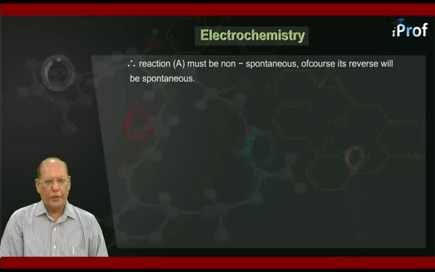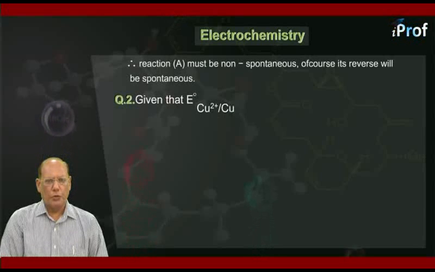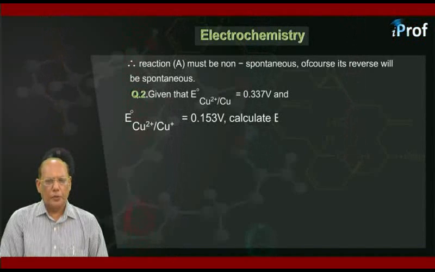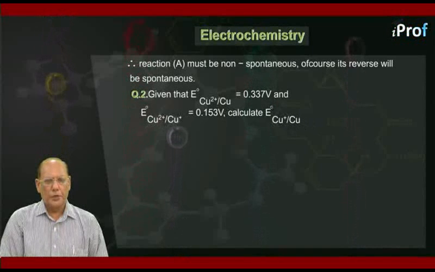Now, let us discuss the next question, that is question number 2. The question is, given that E0 Cu2+/Cu is equal to 0.337 volt and E0 Cu2+/Cu+ is equal to 0.153 volt. Calculate E0 Cu+/Cu. This is a representative question where we have to determine the SRP or SOP of an electrode with the help of SRP or SOP values of similar two electrode systems. Let us solve this question.